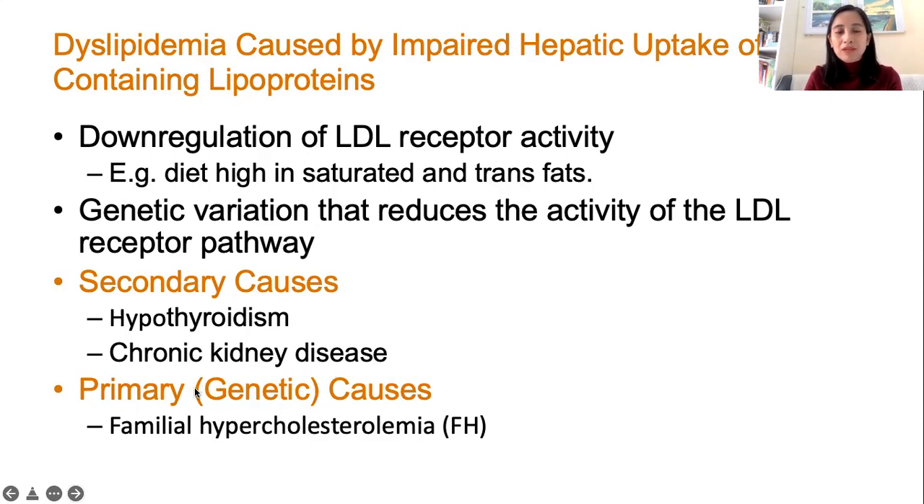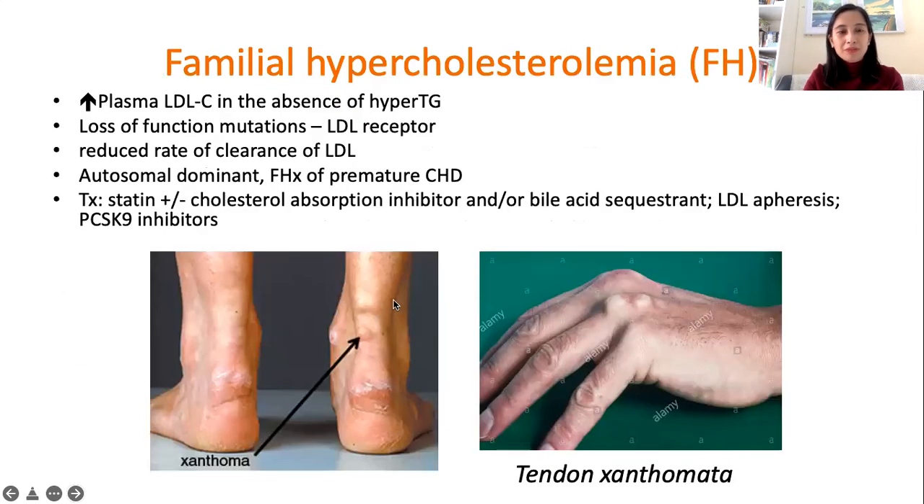The less common cause of this is your primary or genetic cause, which is usually familial hypercholesterolemia. In familial hypercholesterolemia, you have a markedly elevated LDL cholesterol in the absence of hypertriglyceridemia. Sometimes it can be from a loss of function mutation of your LDL receptor or a reduced rate of clearance of your LDL. It is usually an autosomal dominant disease. And if you trace the patient's family history, you would have premature CHD, either an MI or a stroke less than 55 years old.